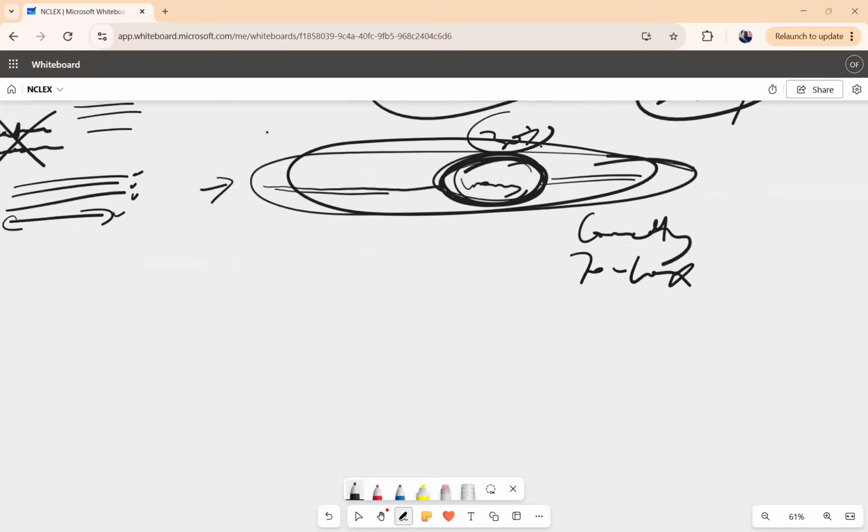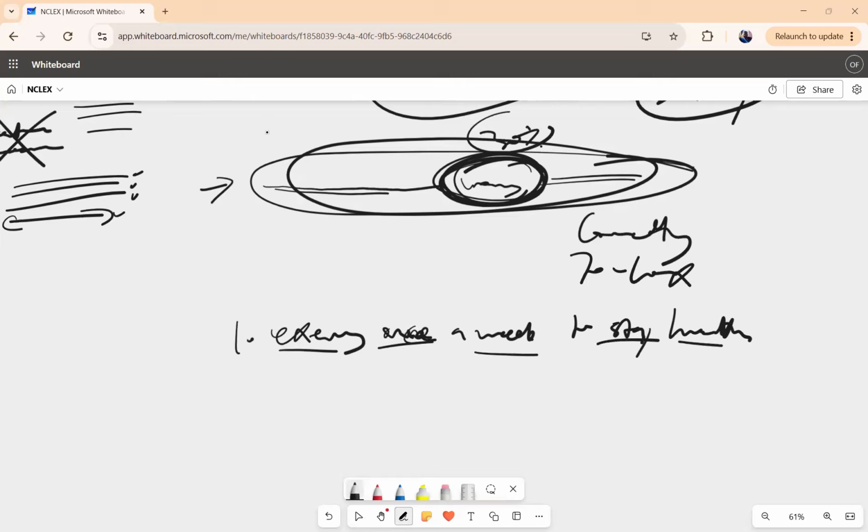Like now, I saw on the NCLEX exam, the NCLEX said: exercise once a week to stay healthy. Now, tell me what is wrong about this answer key. Exercise once a week to stay healthy. Tell me what is wrong about this answer key. I want to hear from you. Exercise. Once a week. All right, once a week is what is wrong about this answer key.